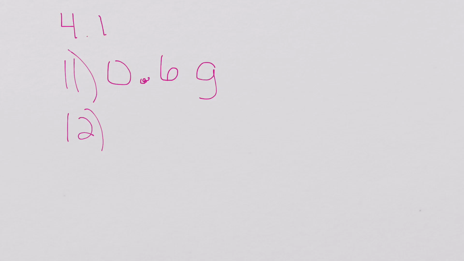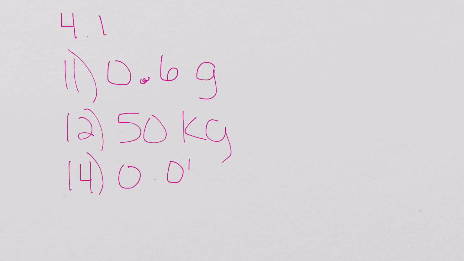Number 12, 50 kilograms. 50 is normal 50. And this is kilograms. Number 14, 400ths of a liter. So that means it's going to go after our decimal again. 0.04, because this is the hundredths place right here. And then liter is L.